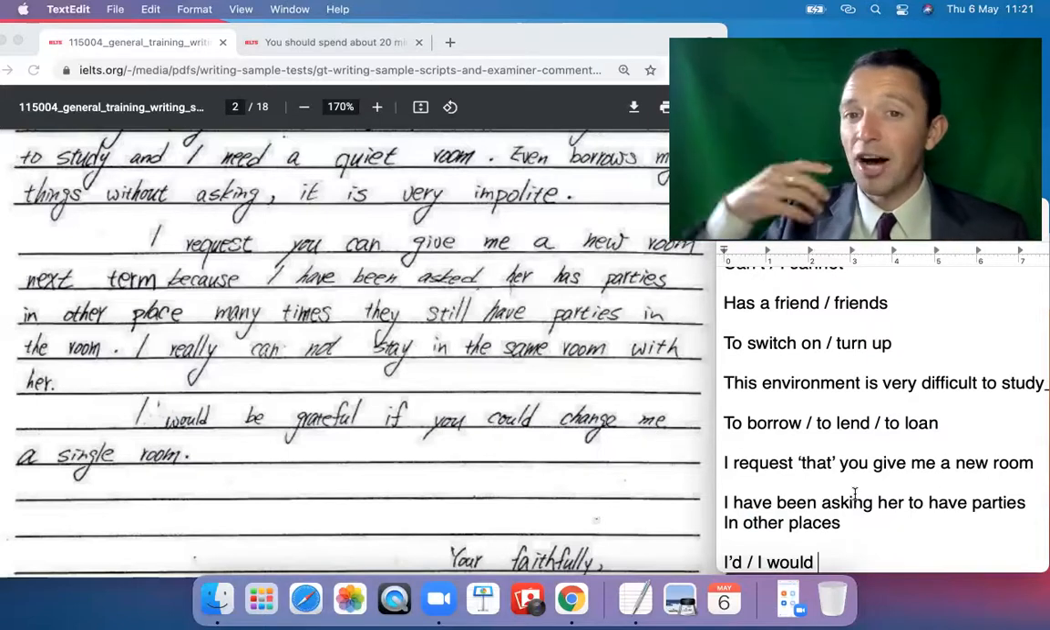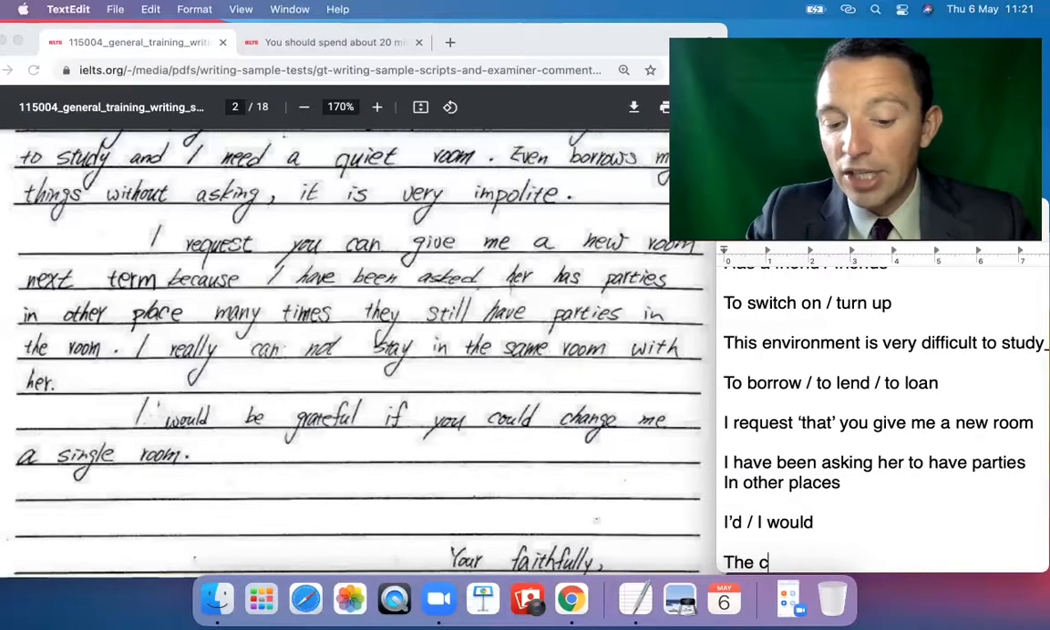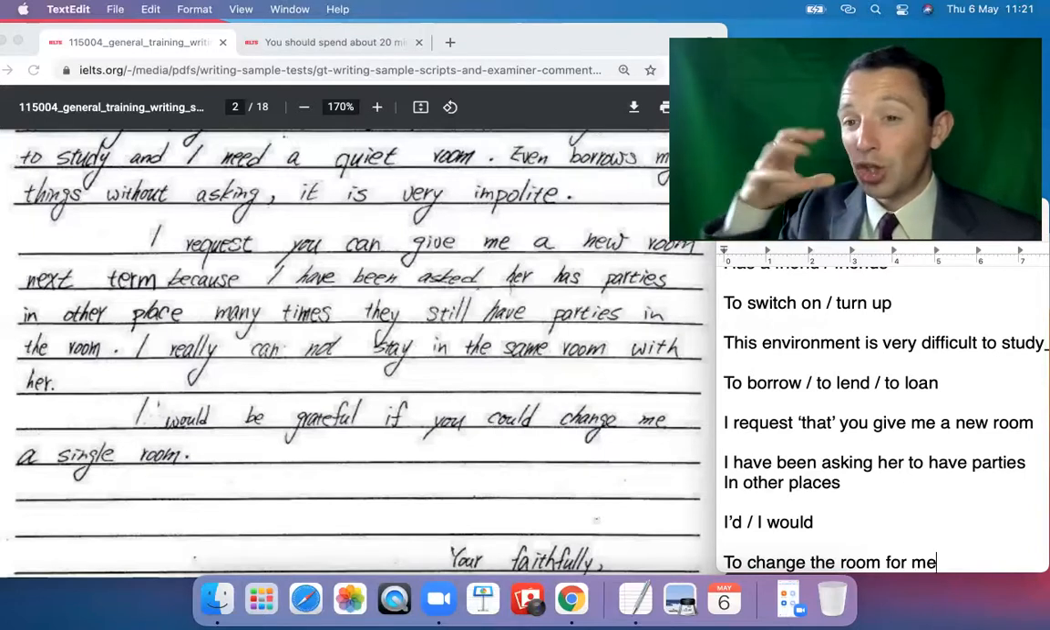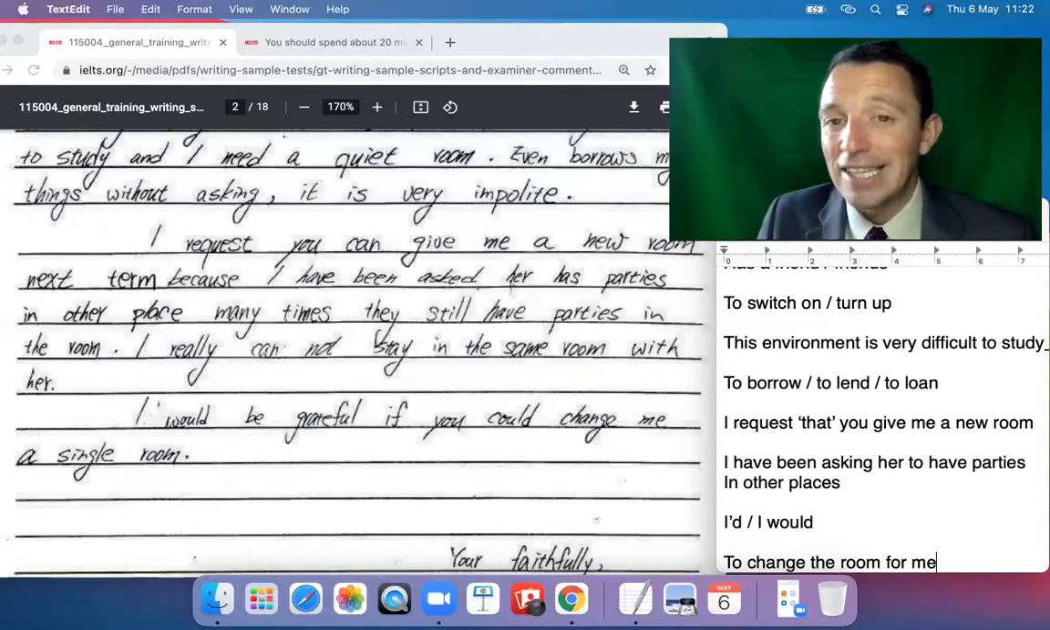So this structure I would recommend to change a little, because we would say to change the room and not to change me. So we would say to change the room for me, I think is more appropriate, because we don't want to change me. We want to change the room for me. So just a little detail, but I think it's necessary to improve that sentence. And as I said, the correction would be to change the room for me.